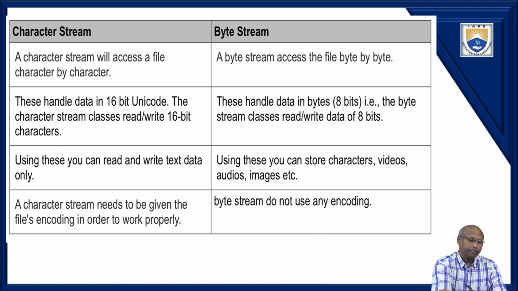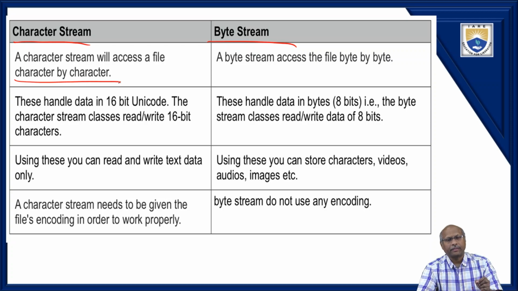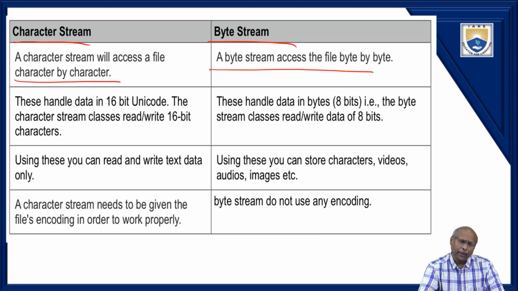Next, you can have one more difference, character stream versus byte stream. A character stream will access a file character by character. So whenever you want to deal character by character, always go for character stream. Similarly, if you want to deal with the file by accessing byte by byte, then go for byte stream. So from a file, you can read either character by character or byte by byte.